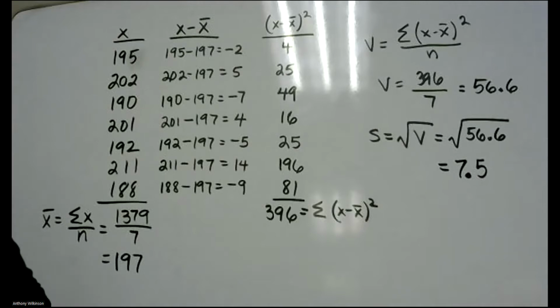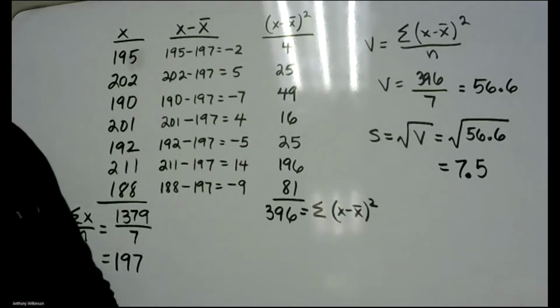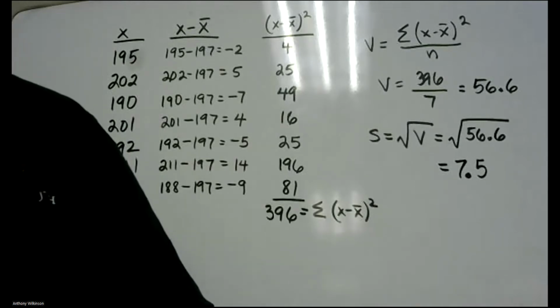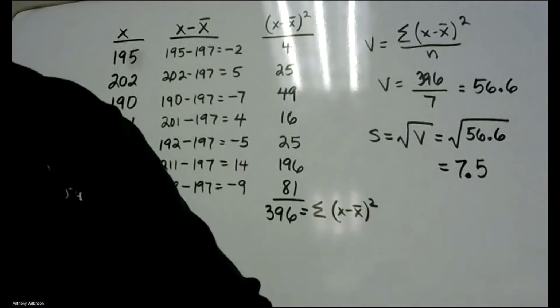And what that really means here is that this data set has a spread of 7.5 standard deviations from the mean.